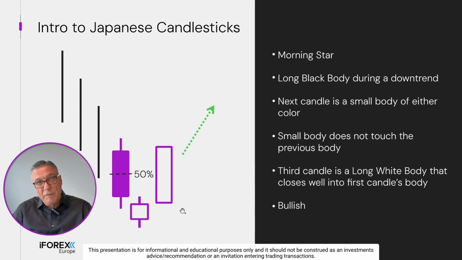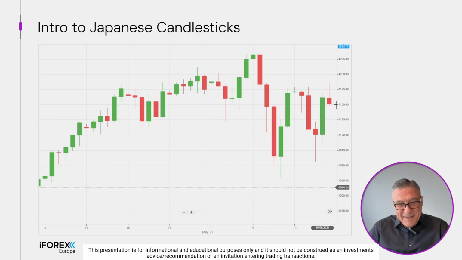And again, the confirmation comes with the next candlestick surpassing the high price of this long white body. Let's identify the morning star on our price chart. And of course, it's not hard to do that. Here we are: the long bearish body, a small body that gaps lower, and then a long bullish body signifying the upward sentiment that is going to happen.